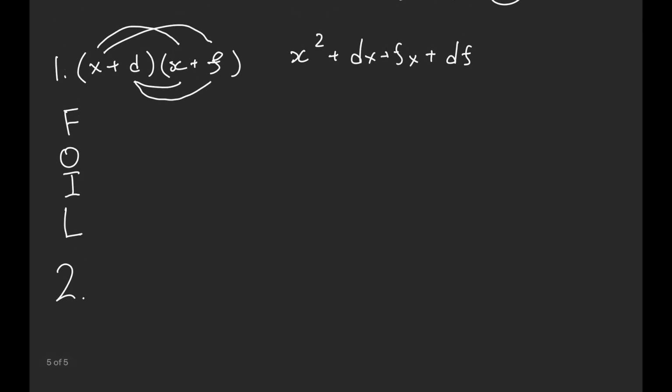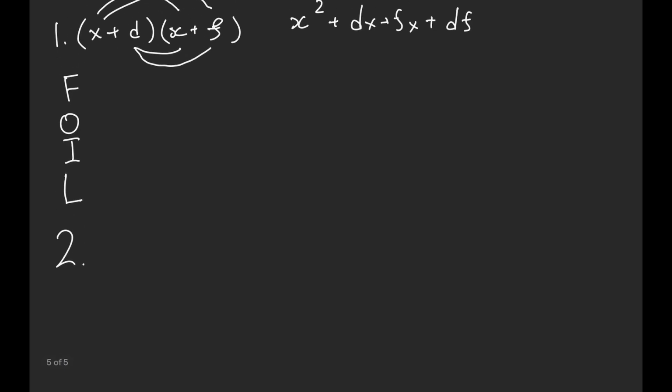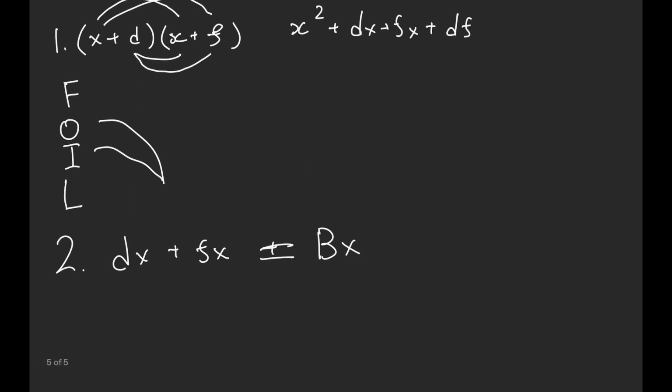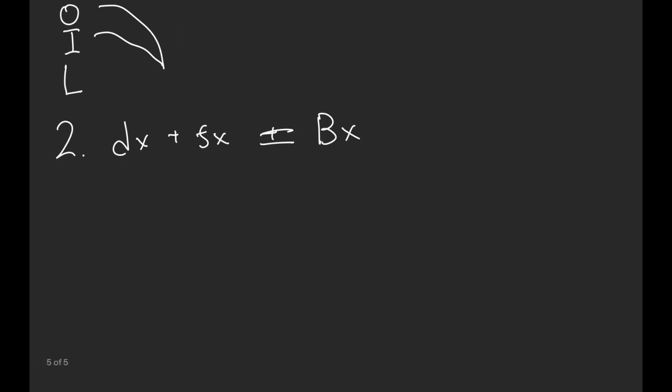So, number 2. In the FOIL method, we create dx and fx terms in the o and I steps, like we mentioned before. And these two will add up to create the bx term. I really regret using d and f as variables, but you know what? It's fine. We're going to keep going like this. Just know that this is not a function, and this is not a derivative. These are just constants.